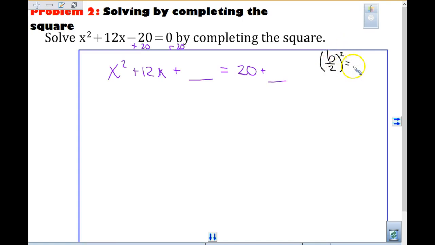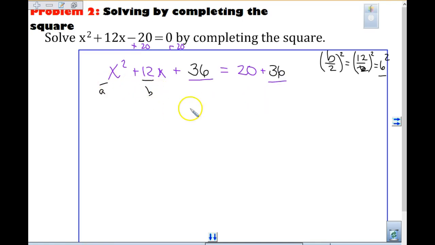So if I am looking at this one, this is my a, right? A is 1, b is 12, and I'm trying to figure out this one. So I take b divided by 2. Kylie, b divided by 2, what is my b value? 6. So I have 12 divided by 2, and it does give me 6 squared. So what do I have to add to both sides? 6 squared. So I need to add not 6, but 36 to both sides.